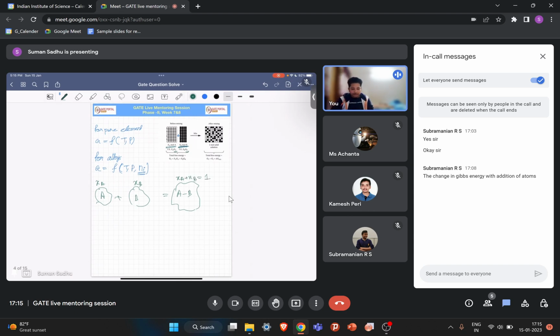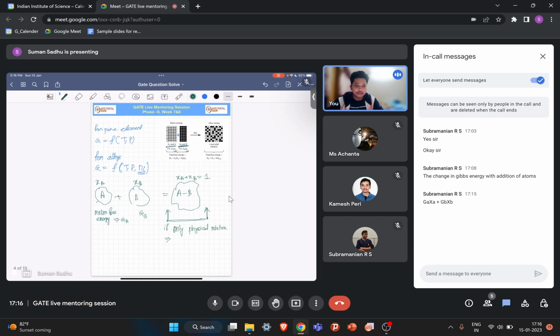Now if the molar free energy is Ga, and for this the molar free energy is Gb, what will be the free energy of this? Let's first consider a physical mixture. No solution or no interaction is occurring. If it is simply a physical mixture, what will be the total free energy of this system? Anyone? Yes, right. This will be xa Ga plus xb Gb. This is only if it is just a physical mixture.